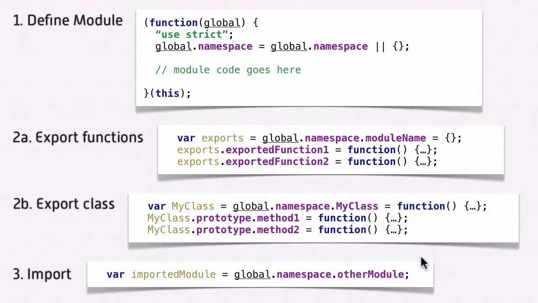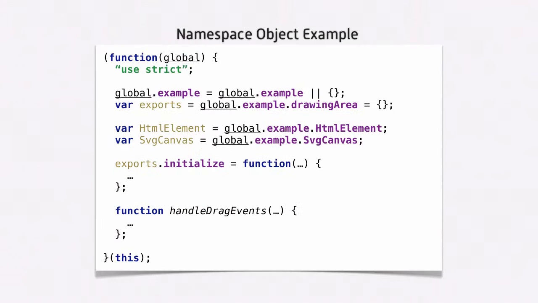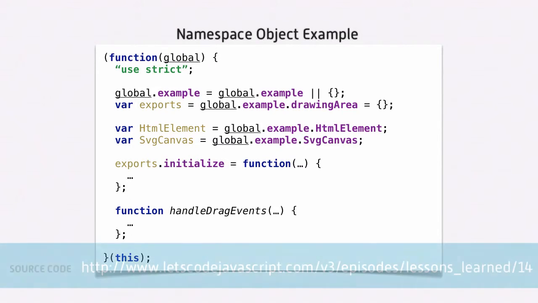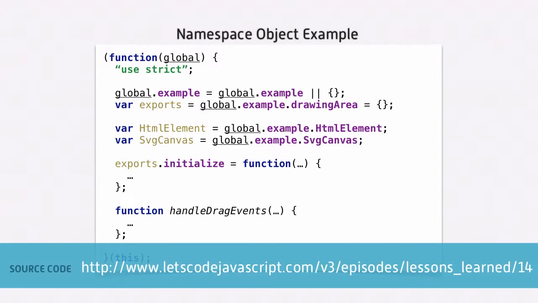And then finally, to import, you just look in the namespace, the global namespace, for the module you care about. And then once you have that module, you can either construct it or you can reference functions on it, depending on which module you've loaded. Let's look at how that works with drawing area. Here we have our drawing area function in the example. Again, you can find the example source code for this episode at the link on your screen.